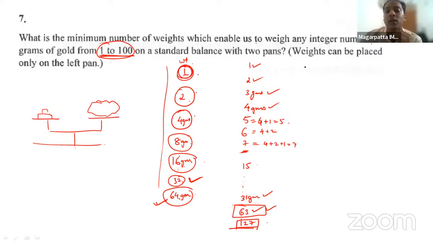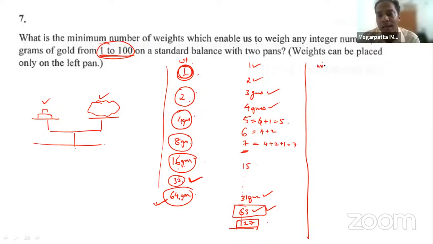What if I want to measure? What if I were allowed to keep weights here as well as here? Yes, none. That's what the rule is. Okay. So the number of weights basically to weigh till minimum weights.